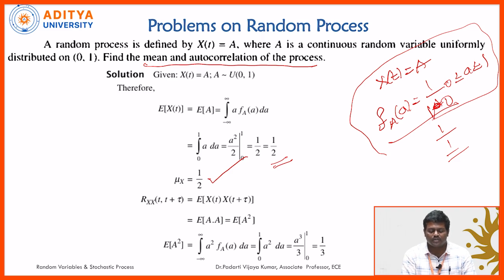In a similar manner, we need to compute the autocorrelation function, expectation of x of t into x of t plus tau. x of t is A, x of t plus tau is A, so expectation of A square. So, integral of a square into f_A of a da, where f_A of a is 1. The integration of a square is a cube by 3, substituting the limits we will get 1 by 3. So, the mean and autocorrelation are computed for the given random process.